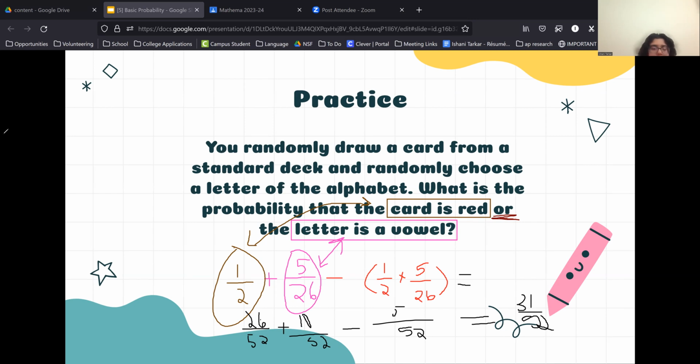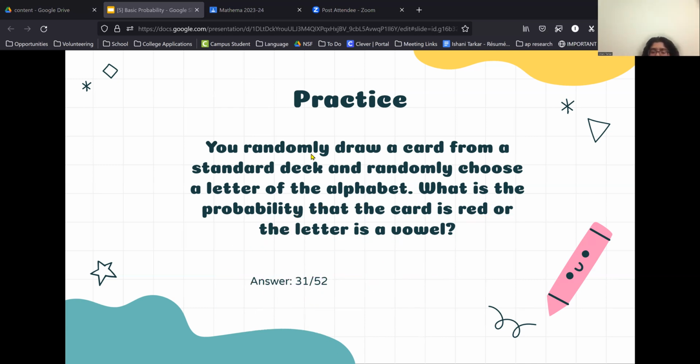Okay, so the answer is 31 over 52, which is what you should have gotten. But if you did not get 31 over 52 and it still does not make sense to you, please ask any questions.